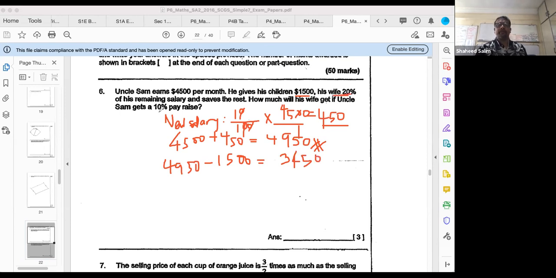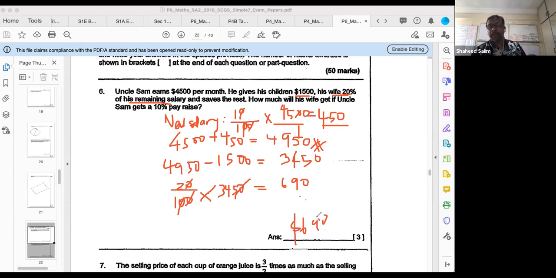And then what happened? The wife got 20%. So they ask you how much will the wife get? So 20% only. 20% of what? Of 3,450. Why? Because it's 20% of remaining salary. This is remaining salary after giving 1,500. So just find like that, 3,450 times what do you get? 1 0. Yes, correct. 1 0, 1 0. 2 times 345 is 690. 690 is your answer.